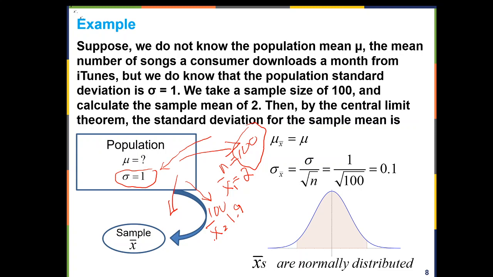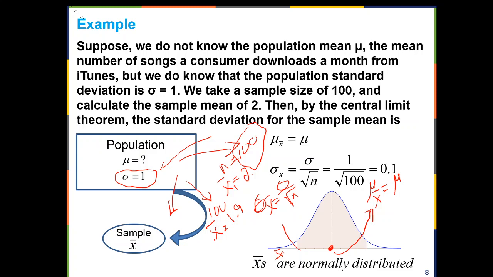Now we know from the previous chapter that the X bars make a distribution that is normally distributed. What is the mean of that distribution? The mean of the X bars is the same as the mean of the population. And the standard deviation of the X bars is the standard deviation of the population divided by the square root of n. And we know that already.